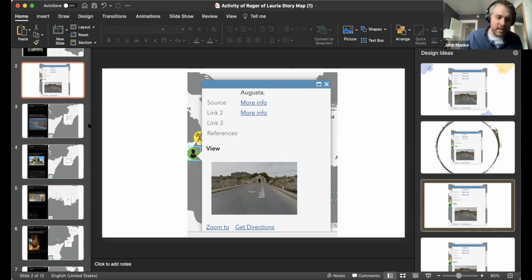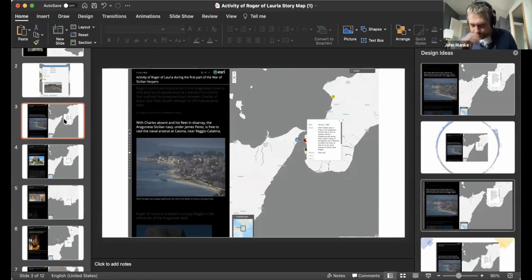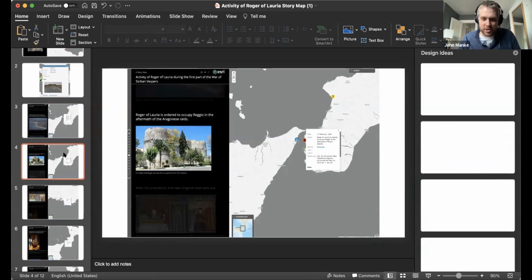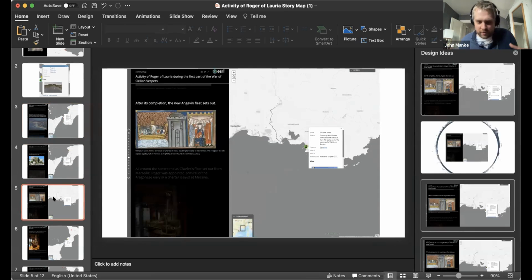And so if we skip ahead, if you scroll through our map, I realize that you can't really see it very well here, but basically what you have here is Roger of Loria is ordered to occupy an Angevin city. He served the Aragonese in the Sicilian Vespers, and the Angevins were their opponents. And of course, Anjou, with most of their holdings being in southern France, had to dispatch a ship. And so they dispatched a fleet from Marseille.